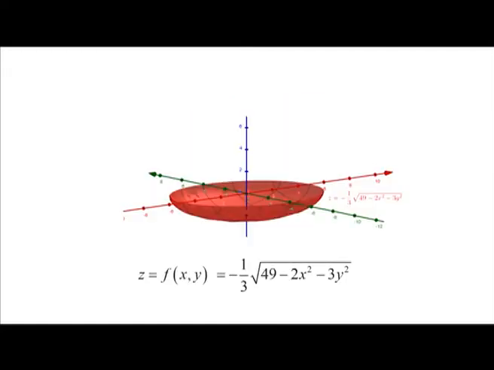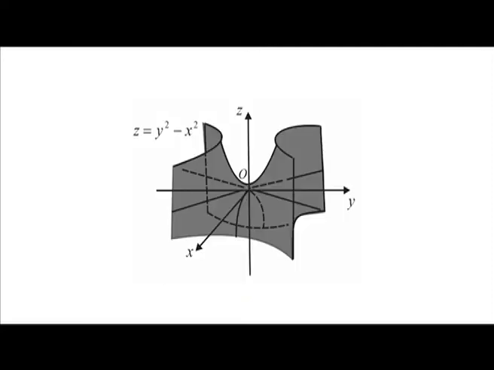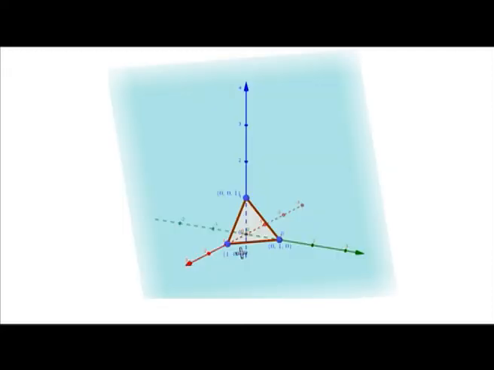The graph of the function z = f(x, y) = −(1/3)√(49 − 2x² − 3y²) is a hemisphere below the xy plane. The graph of the function z = f(x, y) = y² − x² in the xyz space is a hyperbolic paraboloid, which is a saddle surface. The graph of the function f(x, y) = 1 − x − y is a plane.